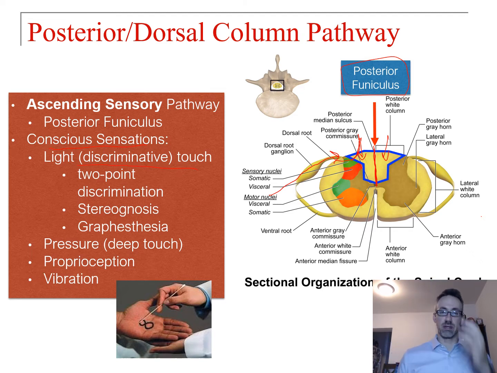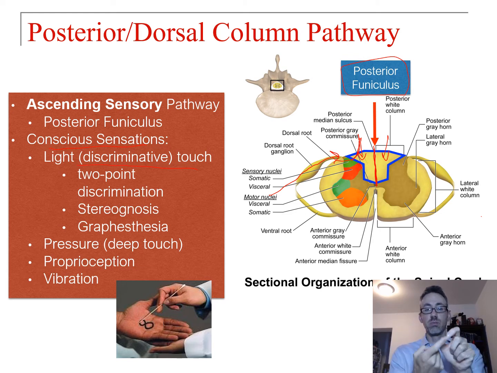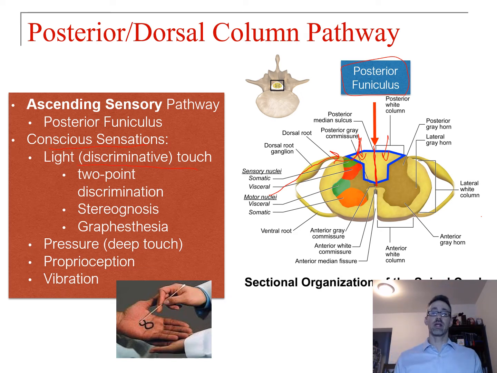2-point discrimination is being able to tell when two things are touching you at once. So if I had two pins, for example, and I was touching your finger with them, you'd be able to tell me that there are 2 pins poking you in the finger. I would move the pins closer and closer together until you only felt one. So the closer I get those pins together while you still feel 2 points, the better your 2-point discrimination, until they're so close together that you only start to feel one.